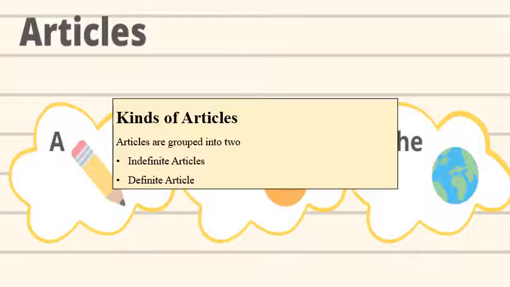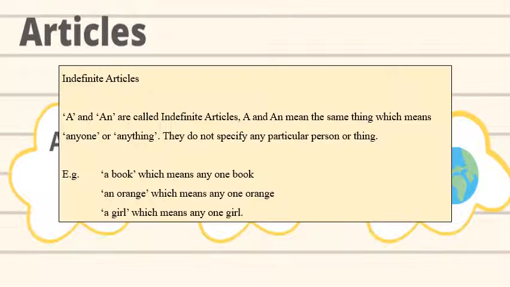Now these articles are grouped into two, indefinite articles and definite article. The indefinite articles mean a and an. A and an are called indefinite articles. It means the same. A and an have the same meaning, which means nothing specific, meaning anything or anyone. For example, a book. A book means any book. It's not something specific. An orange, any orange. So that is an indefinite article, which does not specify something in particular.